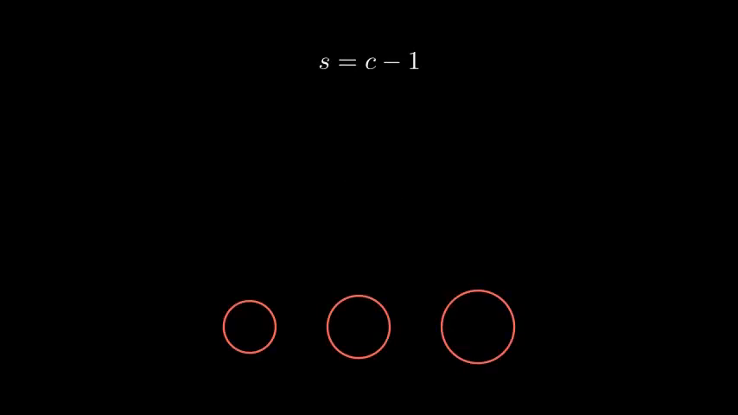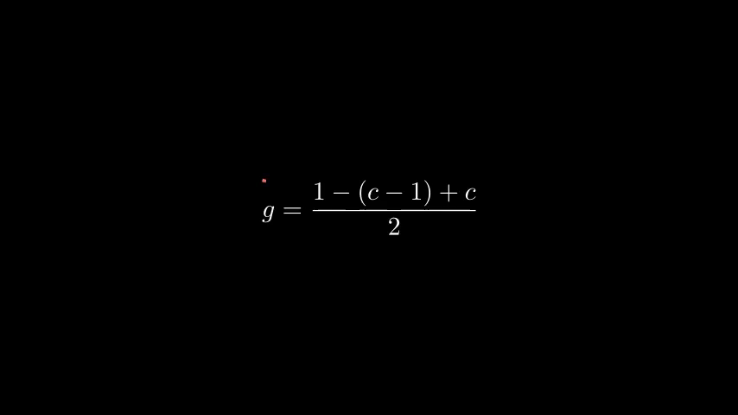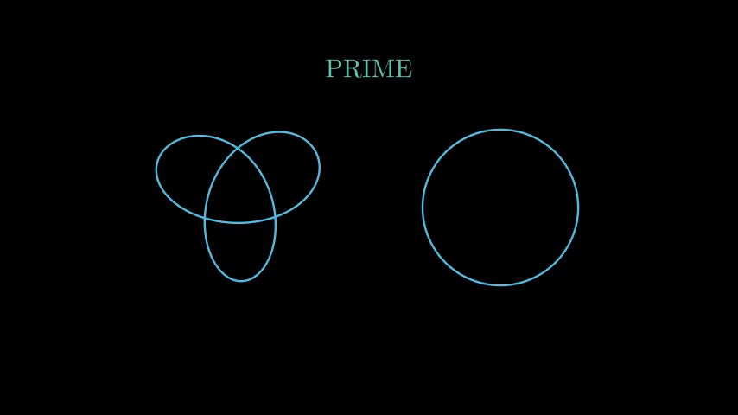Take twist knots. For these, the number of circles is always 1 less than the crossings, s equals c minus 1. Plug that into our formula, and we find that every twist knot has a genus of 1. No matter how many times you twist it, its complexity core remains the same. This tells us twist knots are prime, the atoms of the knot world. They can't be broken down further. By looking at the skin of a knot, we've uncovered its soul.